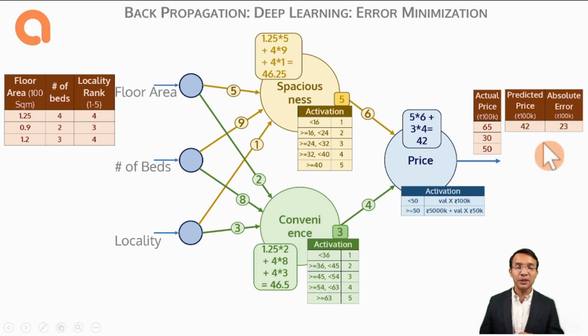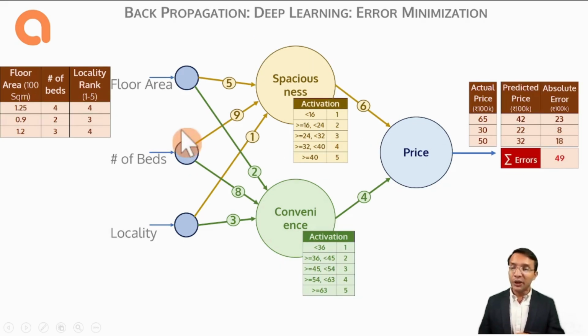42,100,000 rupees. So we get the predicted price of this particular house with 125 square meters of floor area, 4 bedrooms and locality rank 4. We get its predicted price to be 42 when its actual price was 65. Therefore, with these random parameters, we get an error of 23,100,000 rupees.